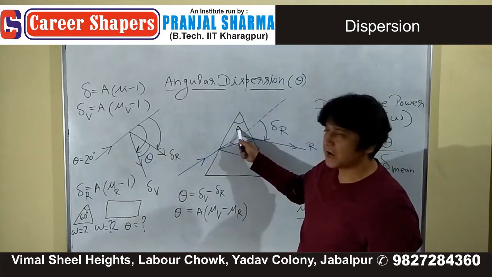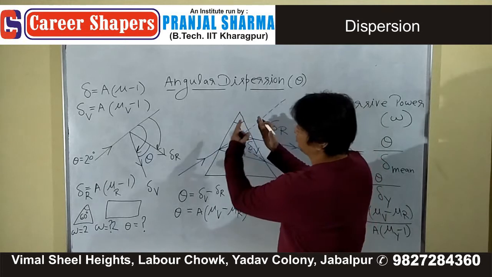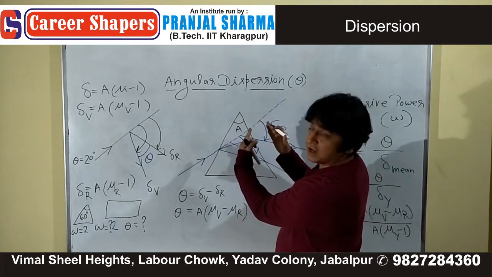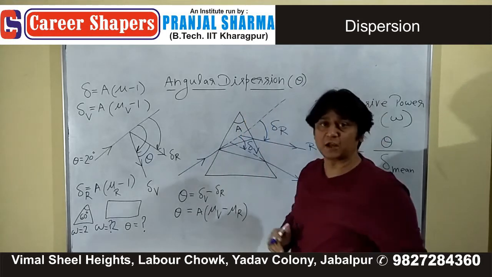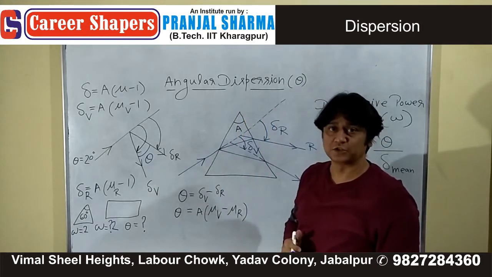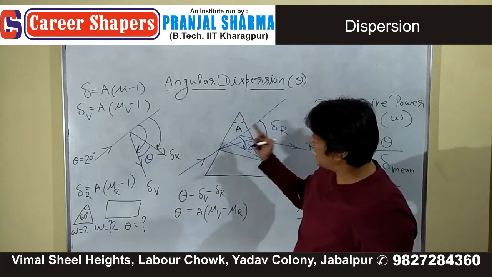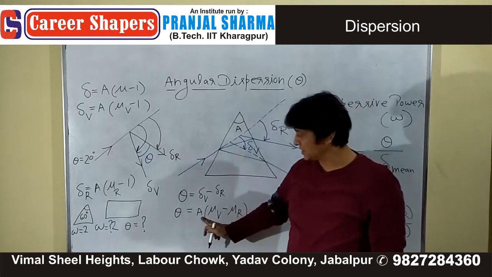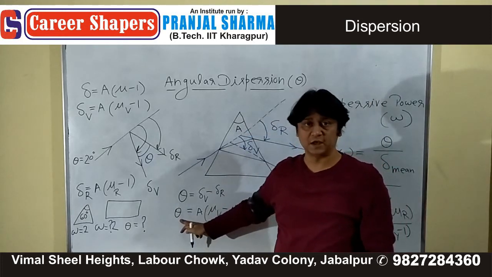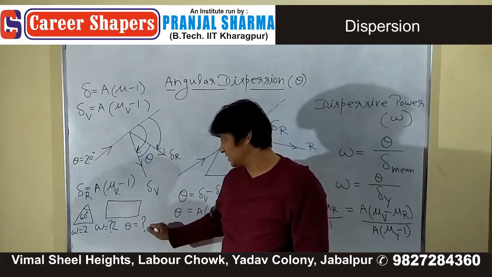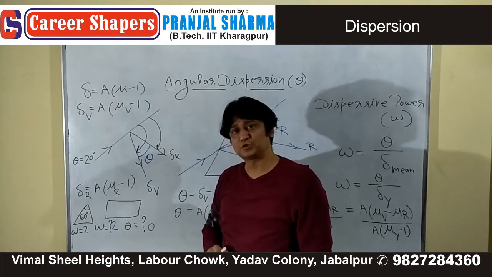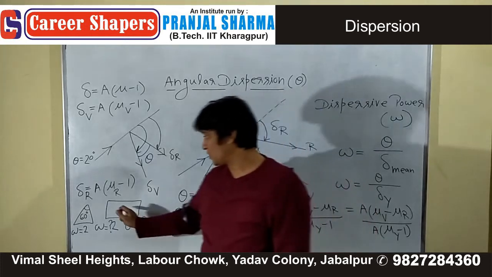If this angle is A, the angle A is between these two faces. If these two faces become parallel, what is the angle between parallel faces? 0. If A is 0, then what is theta? 0. And therefore, for a glass slab, theta becomes 0.